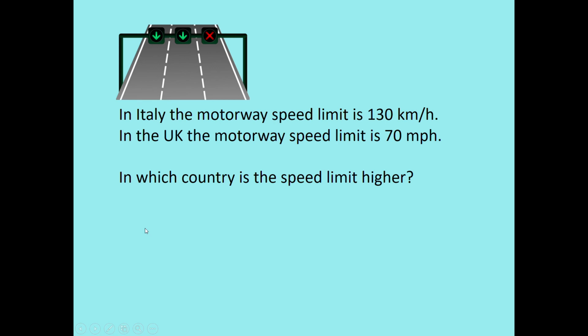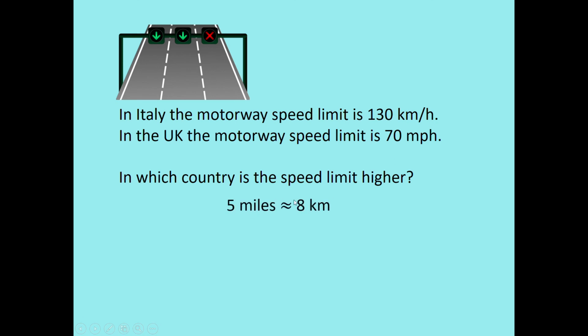Okay. In Italy, the motorway speed limit is 130 kilometres an hour. In the UK, the motorway speed limit is 70 miles per hour. In which country is the speed limit higher? So I need to be able to convert between the two. Have a think about how I could do this. So there are two ways. You can either change 70 miles an hour to kilometres an hour and then compare the two, or you can change 130 kilometres an hour to miles per hour and then you can compare the two that way.